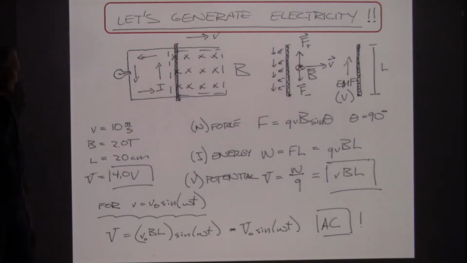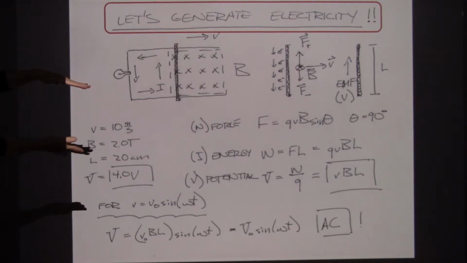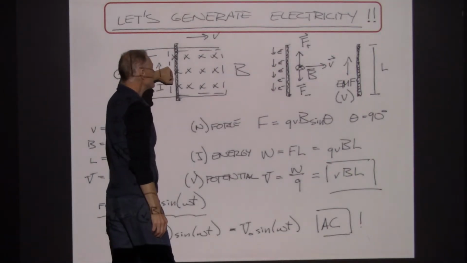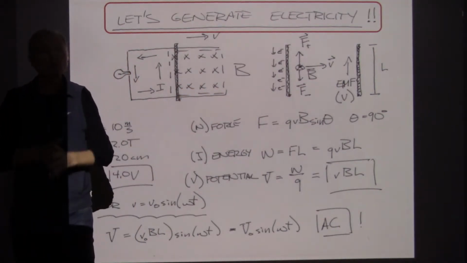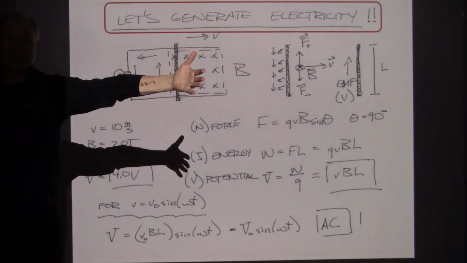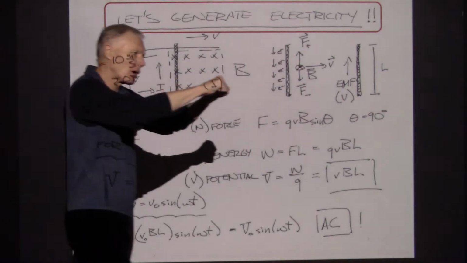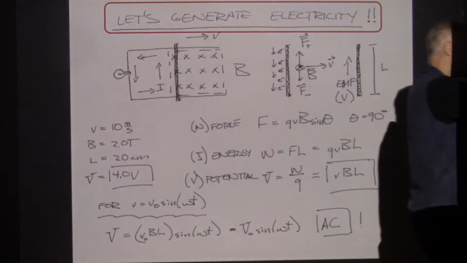So hey, I've got a 4-volt generator here, if I push this 20 centimeter bar at 10 meters per second through the 2 Tesla magnetic field. Now there's a problem with this, and the problem is I can't just keep pushing the bar at a constant velocity because that would require an enormous magnetic field, right? Here I am pushing the bar and I just keep pushing it and generating more electricity.